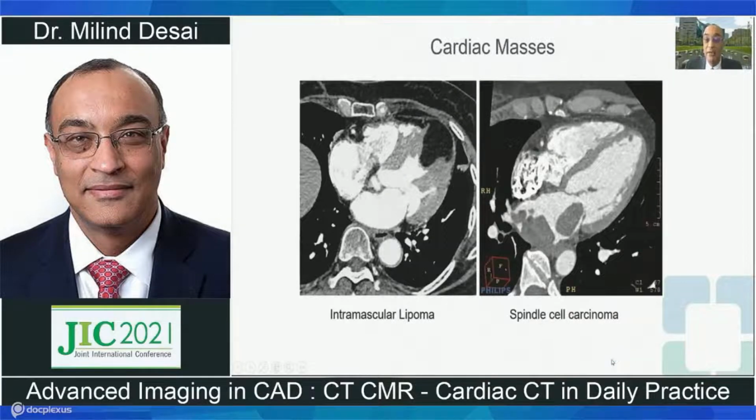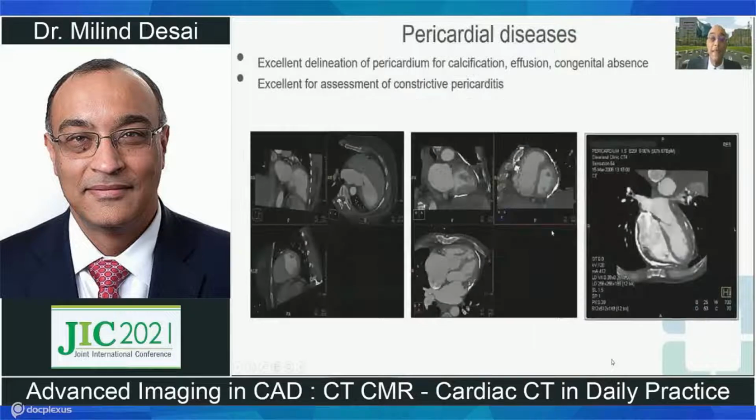On the other side, the image on the right is somebody with a sarcoma, an invasive carcinoma, spindle cell carcinoma, where it is invading the left atrial wall. There are multiple lesions. This person generally has a poor prognosis.